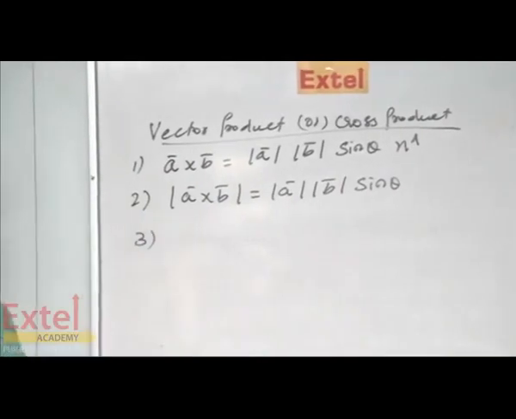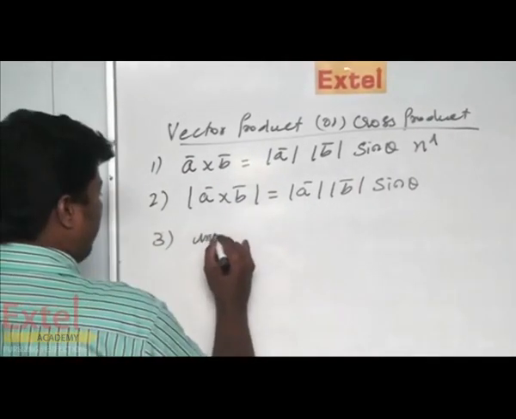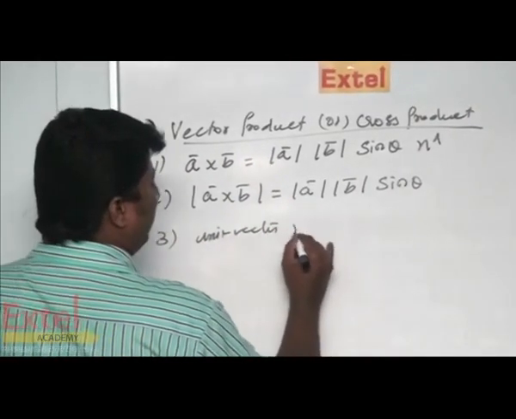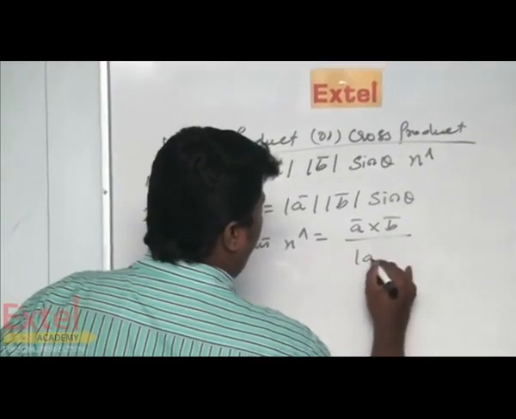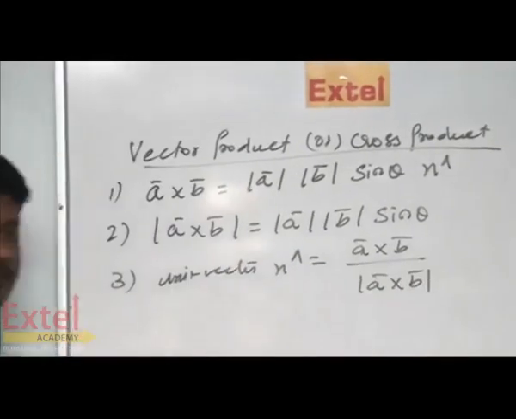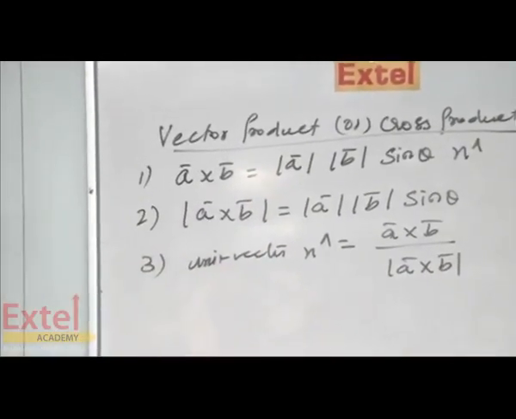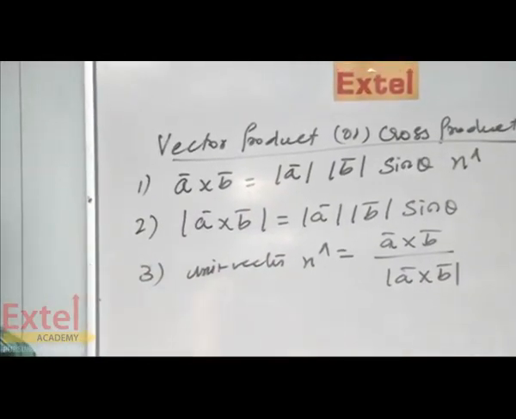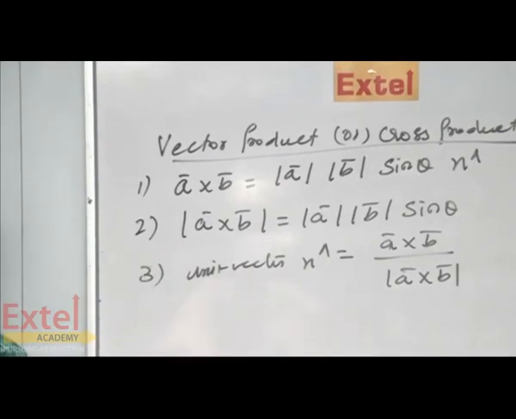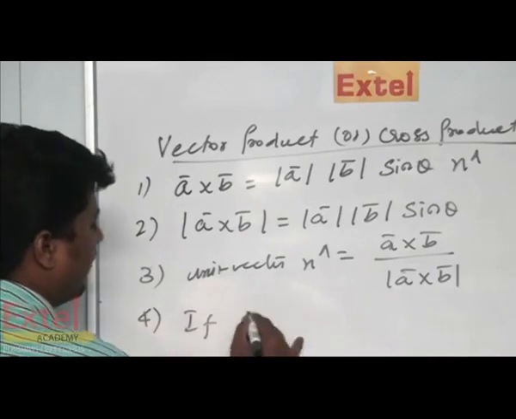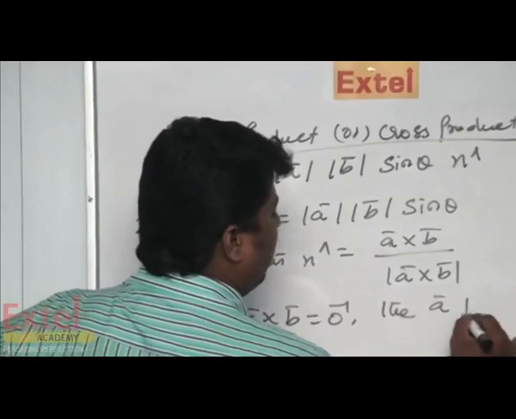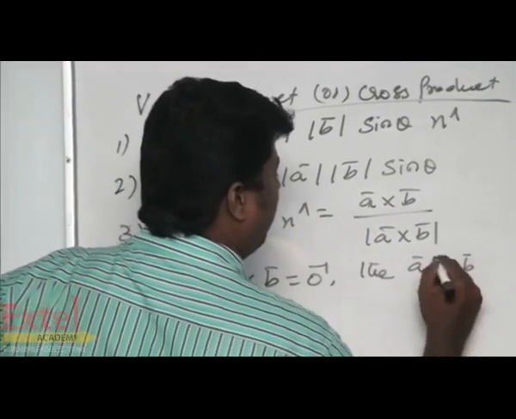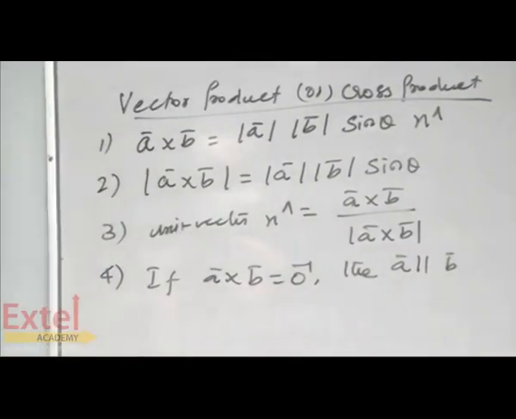Then the third one, to find the n cap unit vector: your unit vector n cap is equal to A vector cross B vector divided by modulus of A cross modulus of B. So this is your unit vector. Next one, if A vector cross B vector is equal to 0 vector, then we can say A vector and B vector are parallel to each other.